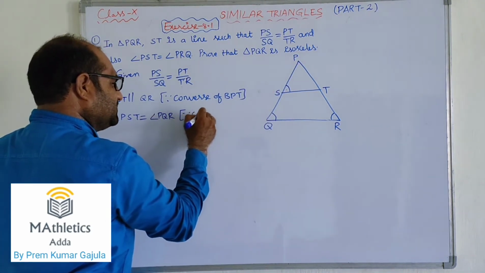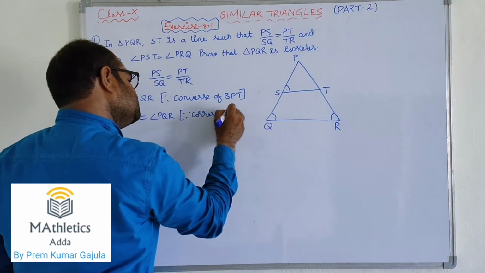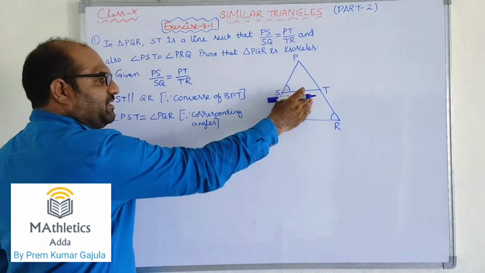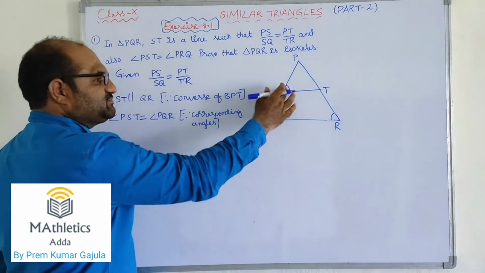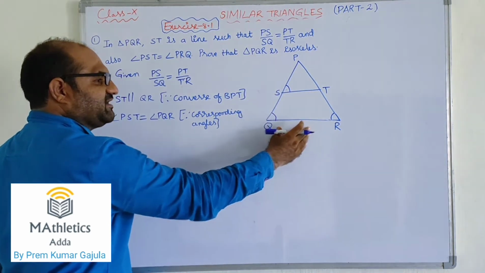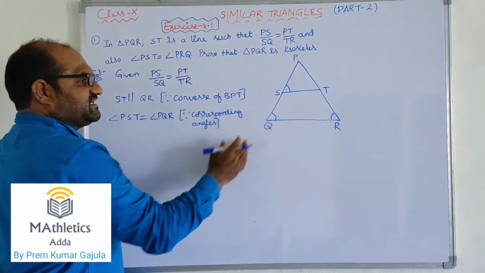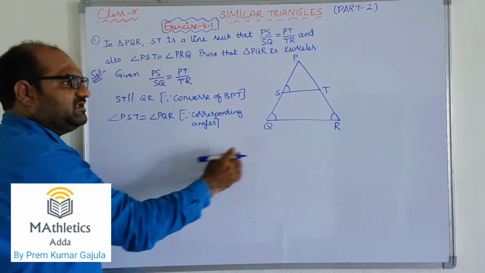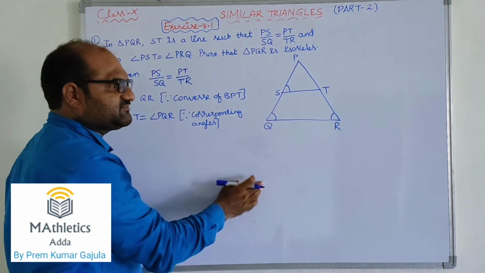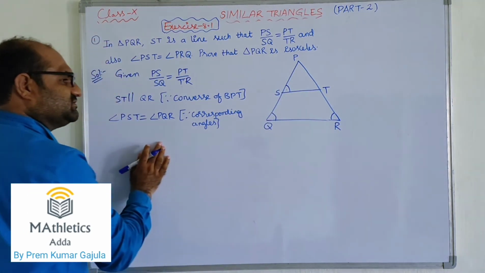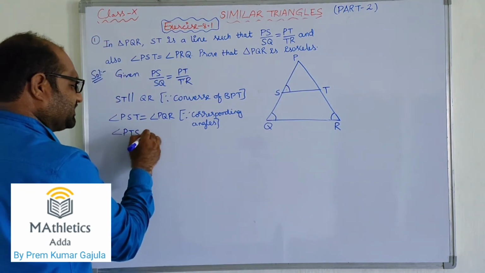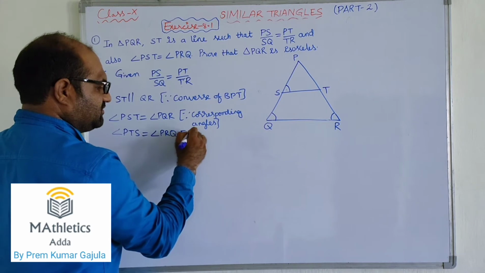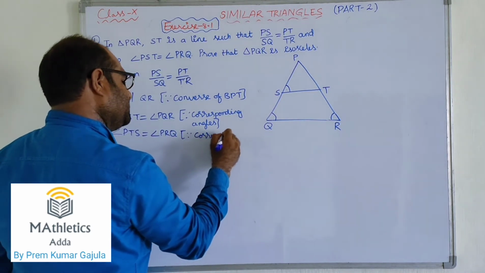Why? Because they are corresponding angles. We know that if two parallel lines are intersected by a transversal, then the corresponding angles will be equal. Now this ST is parallel to QR, these two are parallel and this is a transversal, so these two angles formed are corresponding angles and these two are equal. Similarly, if these two are parallel and this is considered as a transversal, these two angles are also equal, because they are also corresponding angles. So angle PTS will be equal to angle PRQ. Again, they are corresponding angles.